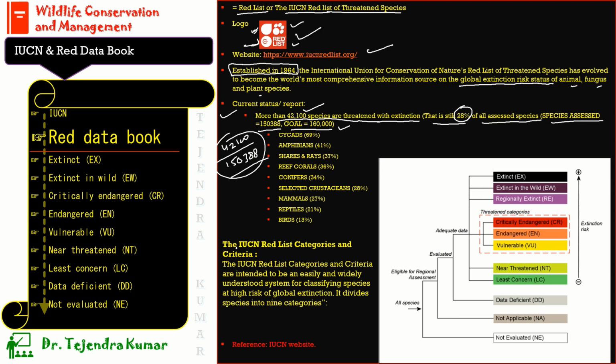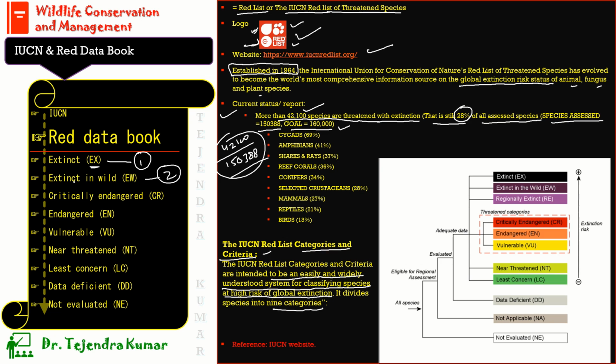Now, see the categories. IUCN Red List categories and criteria are intended to be an easily and widely understood system for classifying species at high risk of global extinction, and it divides species into 9 categories. These 9 categories are here. You will find extinct, extinct in wild. These are using a two-letter code for these categories.